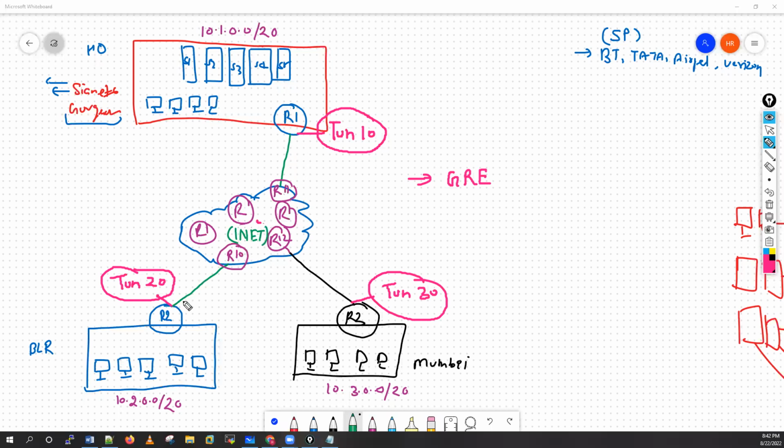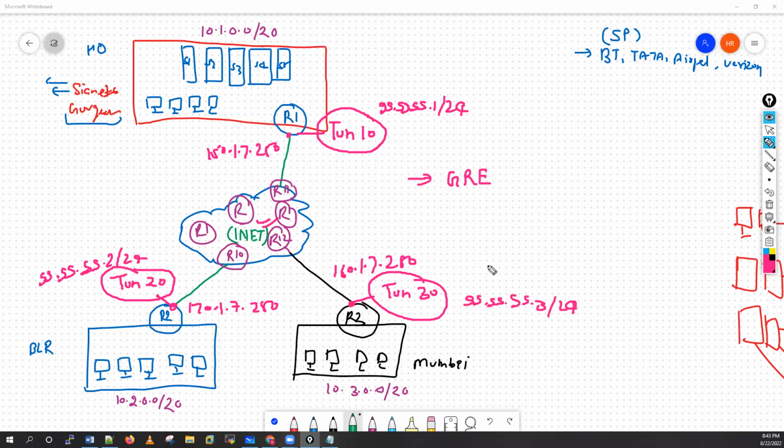You just need a public or internet-routable IP address here. So let's suppose here you have 15.1.7.250 IP address on this router. Here let's say you are using 16.1.7.250, and here let's say you are using 17.1.7.250 IP address. These are the public IP addresses. Okay, and here let's say you are using 99.99.99.1/24. Here you are using 99.99.99.2/24, right? And here also you can use 99.99.99.3/24. Like that, we can create these tunnel interfaces.